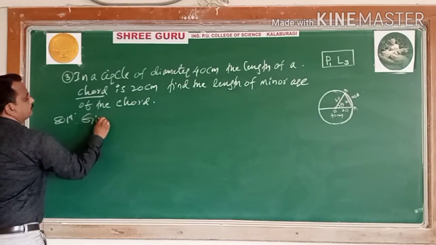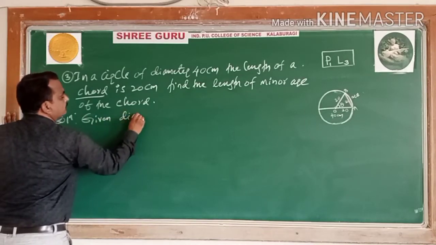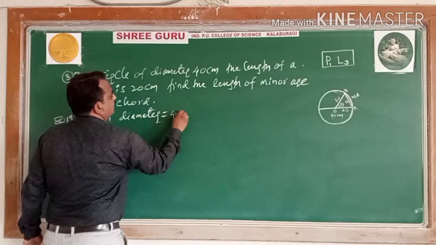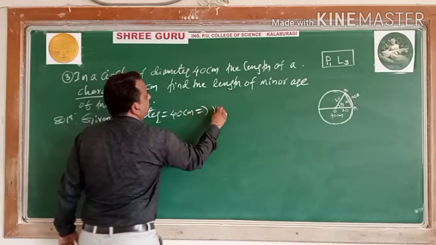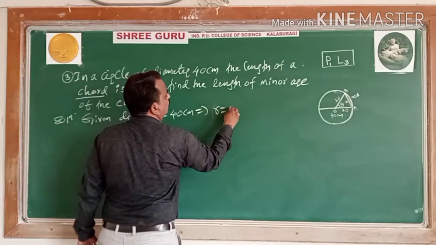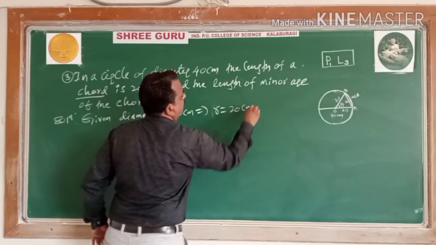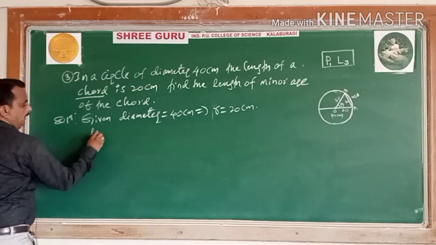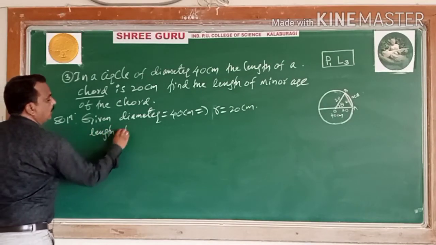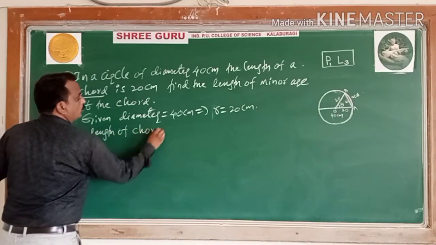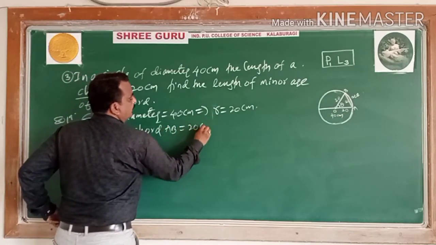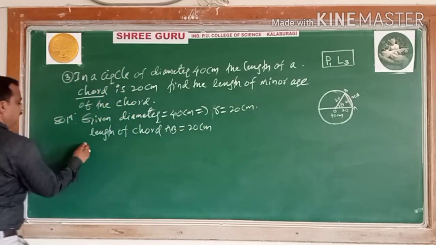Solution. Given: diameter is equal to 40 centimeter. This implies that radius is equal to 20 centimeter. Length of chord, don't get confused, AB is the chord here. 20 centimeter, this is also 20 centimeter.